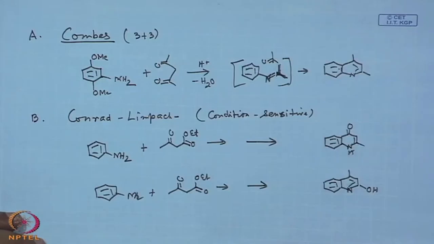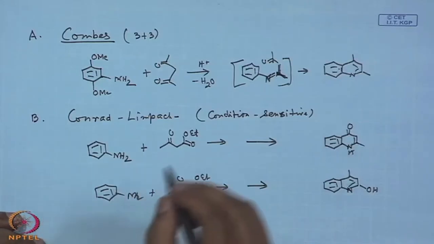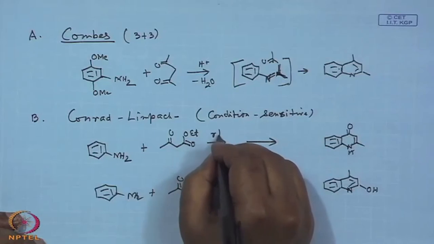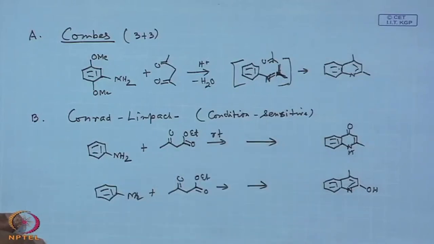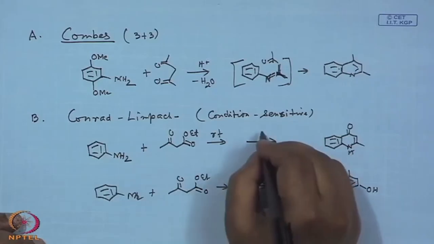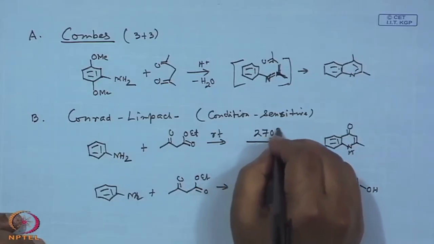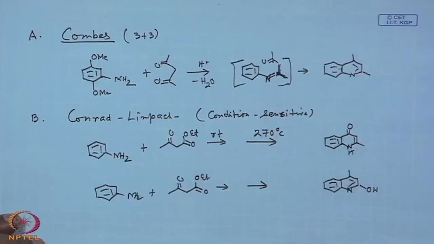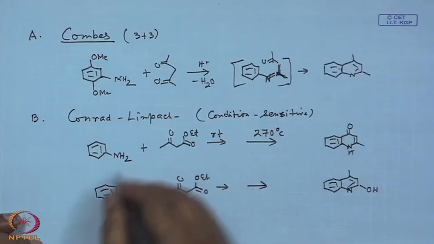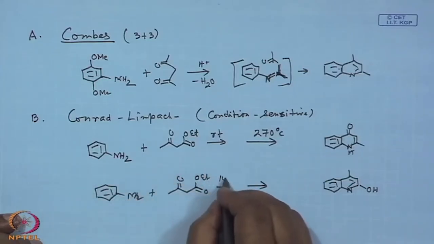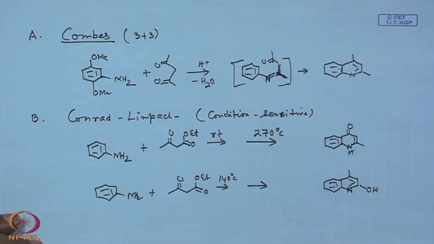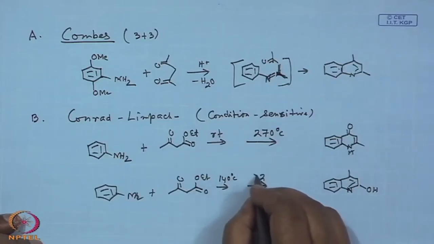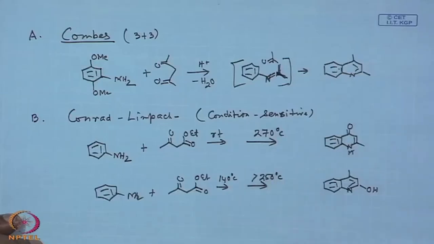Difference, guess, okay, I will tell you. In this case, the first is room temperature, you just let it sit for some time and heat, and then second step, you heat at a high temperature around 270 degree centigrade, okay. And then the next example, just heat this mixture at low temperature first, then high temperature again above 250 degree centigrade.